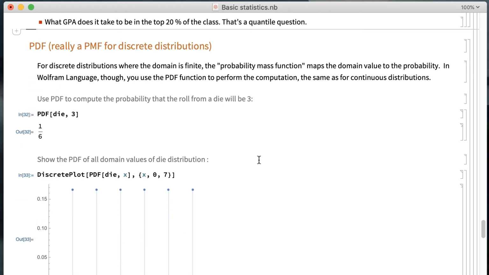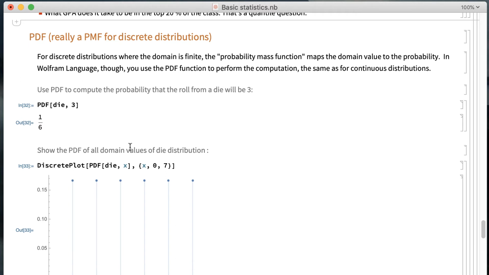Okay, so the first thing to know is that some people in the literature will call the probability density function for a discrete distribution a probability mass function, abbreviated PMF, but the Wolfram Language uses the same terminology for both discrete and continuous distributions.